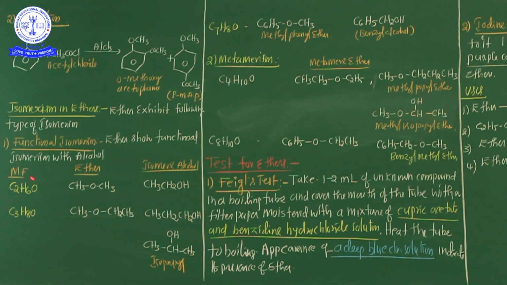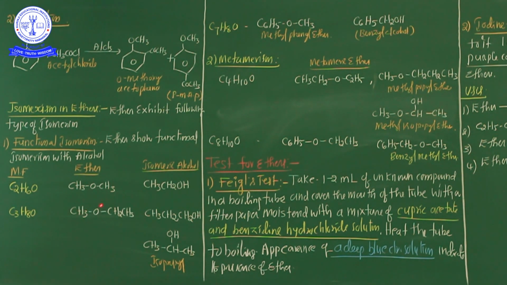See here the molecular formula C2H6O: dimethyl ether and ethyl alcohol. This is the ether functional group, this is the alcohol functional group, but the same molecular formula. That's why it shows functional isomerism. Same molecular formula, different functional group, is called functional isomerism. So ether is involved in functional isomerism with alcohol.